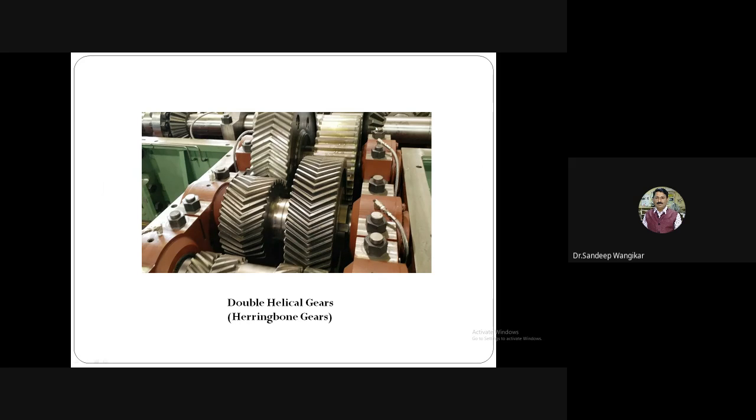Double helical or herringbone gears. You can observe here clearly the two helical gears. These are two gears as shown in the figure. When two helical gears combine, we can call it a double helical or herringbone gear. It has double the capacity of a helical gear, so it suits very high power transmission, rotating at higher loads. Depending upon the application, these gears are preferred.